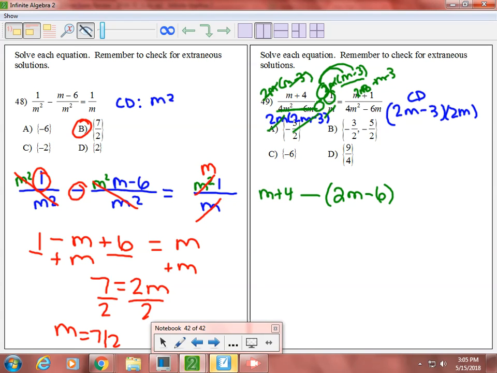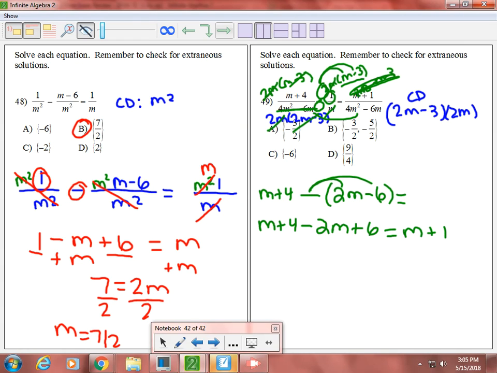Okay, just so I don't forget to do this, I'm going to go ahead and rewrite this as negative 2m plus 6 because I have to distribute this. And then on my last one, this is the same as that, so I don't need to multiply by any of that. I just get m plus 1.